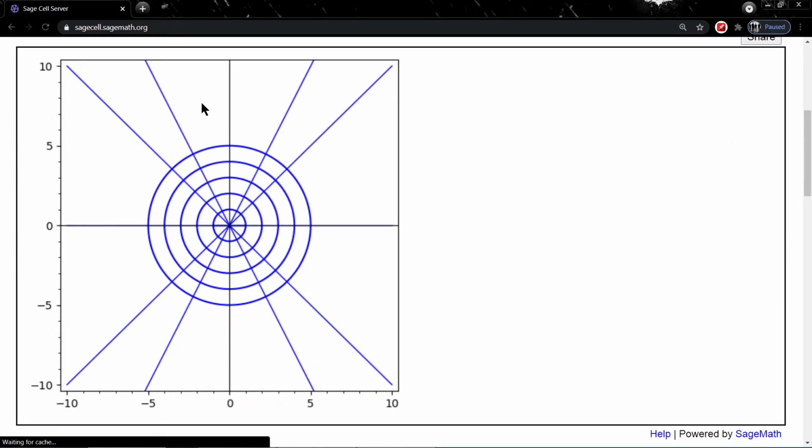We can see that at the point of intersection of the straight line with the circle, at any point the tangent to the circle is perpendicular to the straight line. Similarly, we can take any point of intersection of the straight lines with the circles, and at any point we will see that the tangent to the circles is perpendicular to the straight lines. That means the curves are orthogonal to each other.